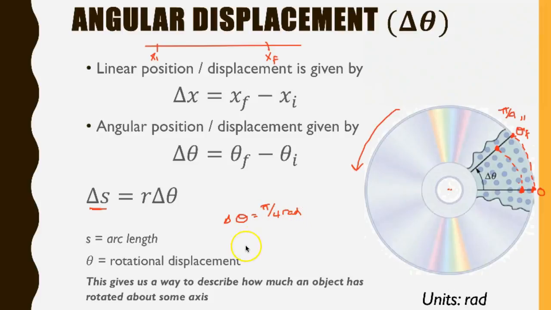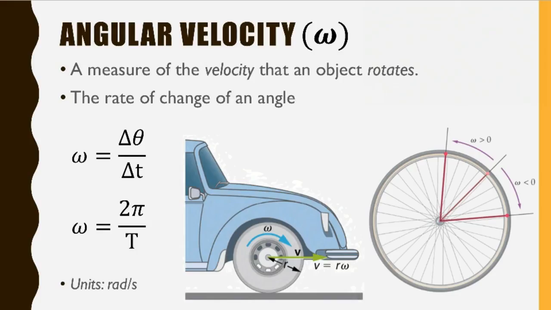I typically write the radian here. You don't have to, but it reminds me that I'm using radians and not degrees when I'm doing this. Let's talk about angular velocity. Angular velocity is simply how quickly that angular displacement is occurring, so how quickly the object is rotating.